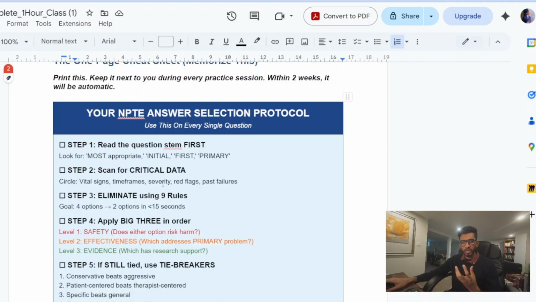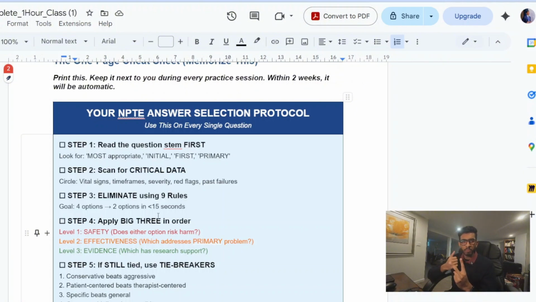Once you're done with that, you come to eliminating using the elimination rule, which we'll talk about a little more later. We only gave you two for now, but we will give you the rest later. From 4 options, you come down to 2 options, and in less than 5 seconds you can choose between those 2 options. Now, step 4, applying the big three. Safety, right? Between these 2 options, which is the safest? If both are safe, you look at effectiveness, which is more effective. Does it address the primary problem? Both address the primary problem.